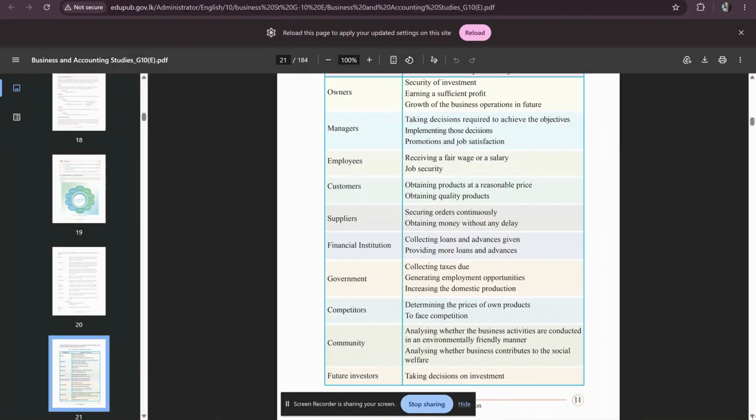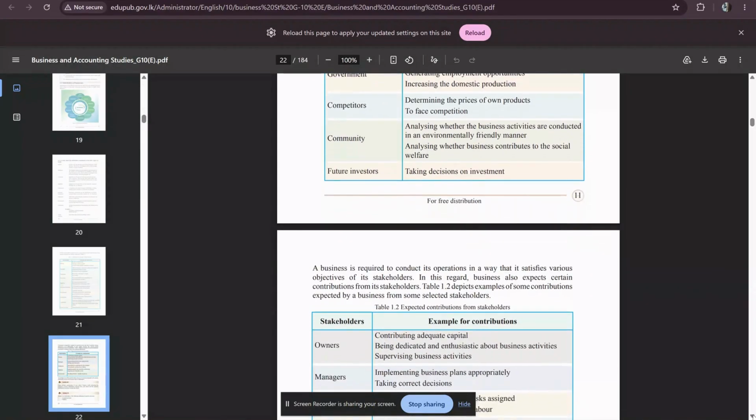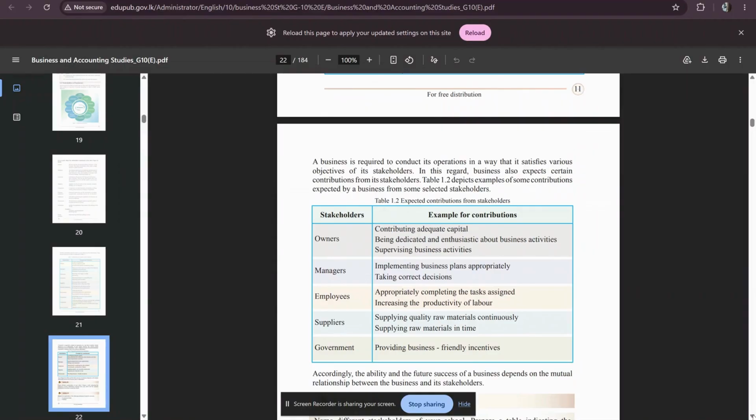Financial institutions: collecting loans and advances given, providing more loans and advances. Government: collecting taxes due, generating employment opportunities, increasing domestic production. Competitors: determining the prices of their own product to face competition. Community: analyzing whether the business activities are conducted in an environmentally friendly manner, analyzing whether the business contributes to social welfare. Future investors: taking decisions on investments. A business is required to conduct its operation in a way that satisfies various objectives of the stakeholders.